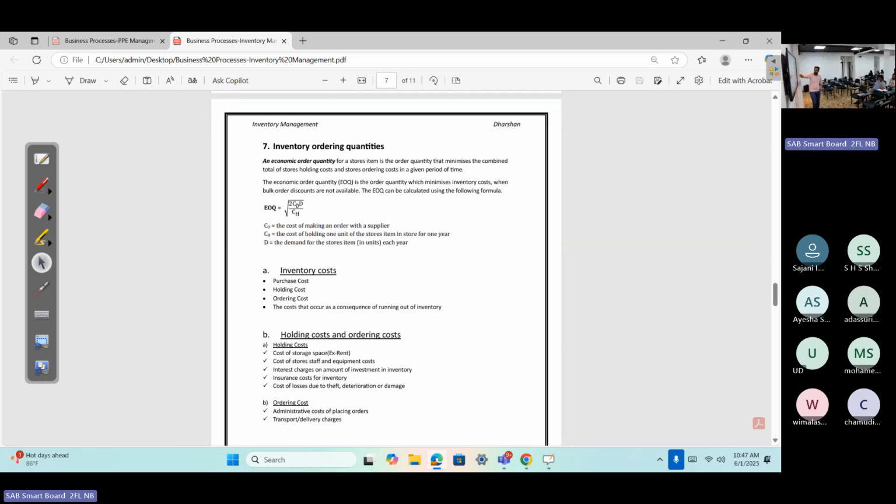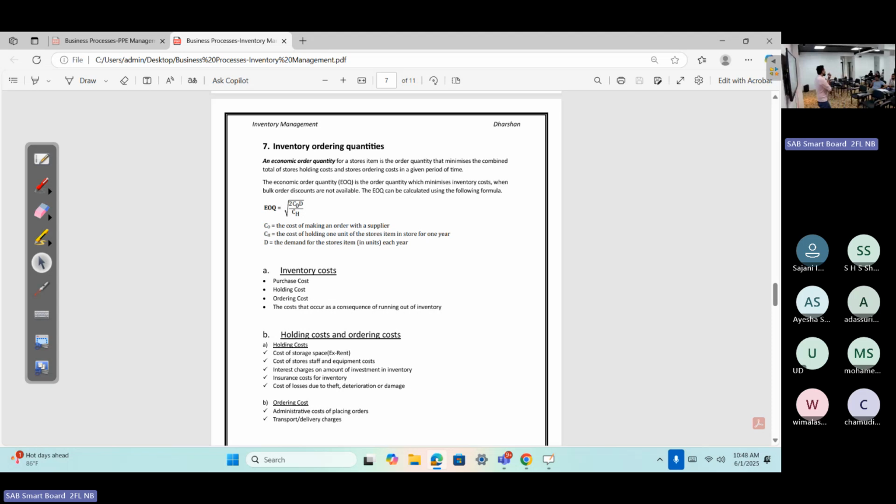So the EOQ formula has been designed by considering certain variables. Those variables are ordering cost, holding cost, and demand. Rather than understanding the formula, the logic behind the formula should be understood. Okay, you should first understand the logic behind the formula. At which point should I order, the order level? How many quantities should I order? What are the factors we have to consider?